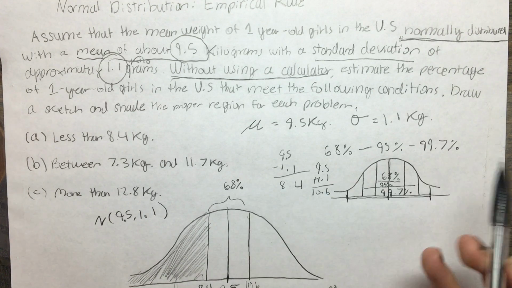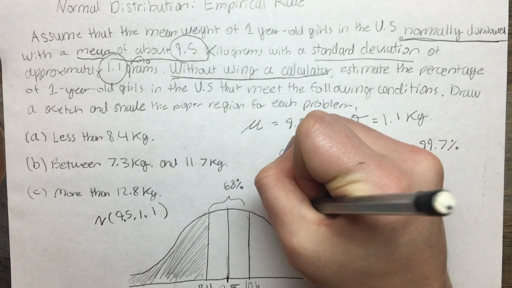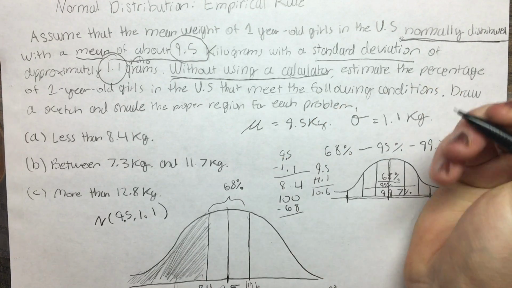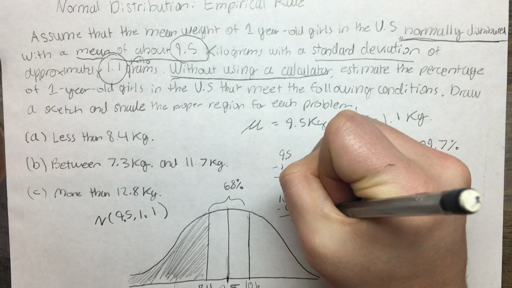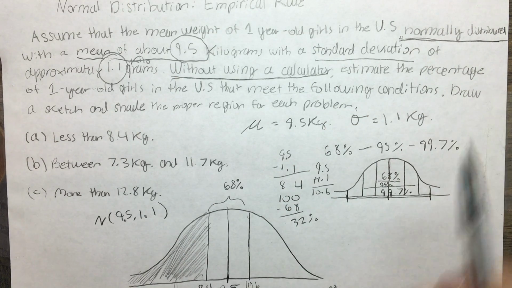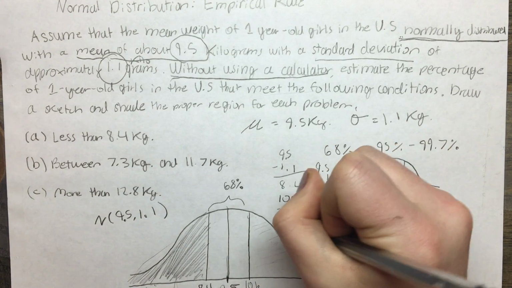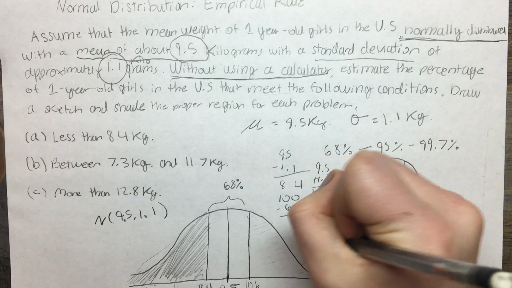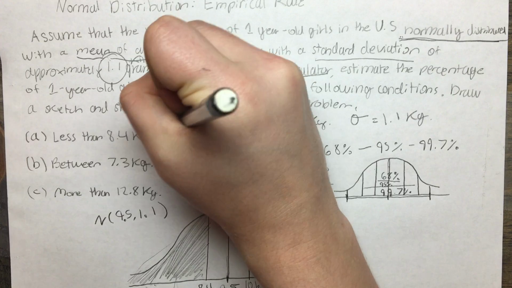So if this was 68%, we're going to take 100 minus 68, and that is going to give us 32%. But that's not our answer, because this 32% includes this tail, but it also includes this tail right here. And we're only looking for the half that's less than 8.4. So we would take this number and divide it by 2 and get 16%. So 16% is our answer right here.